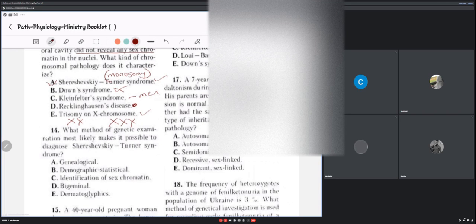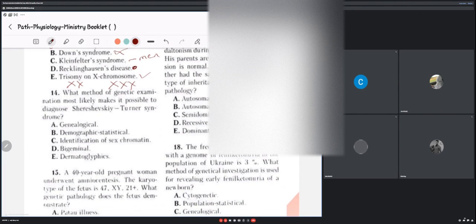What method of genetic examination most likely makes it possible to diagnose Turner syndrome? Now, because it's a problem with the chromosome, how do you think I find out the chromosome? It is karyotyping, isn't it? Yes, it's supposed to be karyotyping, but there's no karyotyping here. So, what do you think is close to karyotyping here? It's C or A, maybe. Okay, it is C.